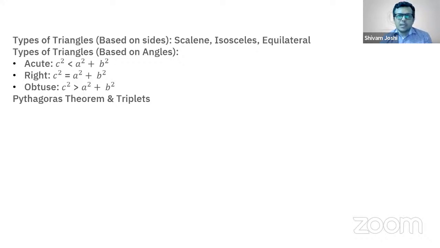So types of triangle based on sides and based on angles. Based on side, the triangle can be classified as a scalene triangle, isosceles triangle, and equilateral triangle. Equilateral triangle is where all three sides are equal, all three angles are equal, and each angle is going to be 60, right? This is how an equilateral triangle looks like. All three sides are equal, all three angles are 60.